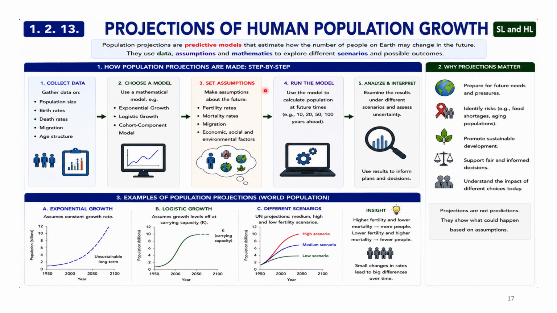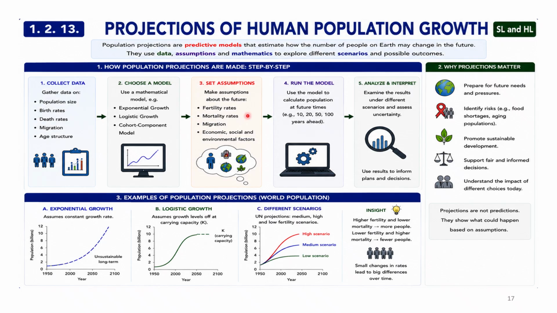Projections of human population growth is an important application of population models. Population projections are predictive models that estimate how human populations may change in the future using data, assumptions, and mathematical calculations. The process begins by collecting information on population size, birth rates, death rates, migration patterns, and age structure. Scientists then select an appropriate model, such as exponential growth, logistic growth, or cohort component models, and make assumptions about future fertility, mortality, migration, and socioeconomic conditions.